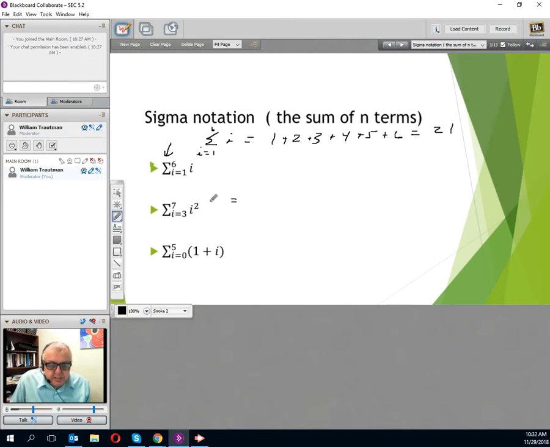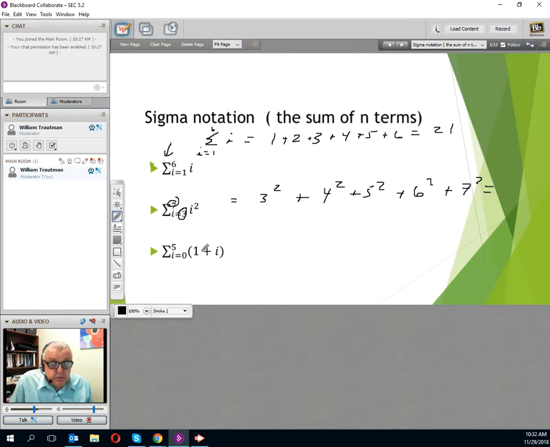This next one, it says we're going to start I at 3. So first we put a 3 and square it. Then we add and put a 4 and square it, the next I number. 5 squared, 6 squared, and 7 squared, and we stop because this is the stop number, stop at 7. And then we find that answer. Go ahead, you can find it.